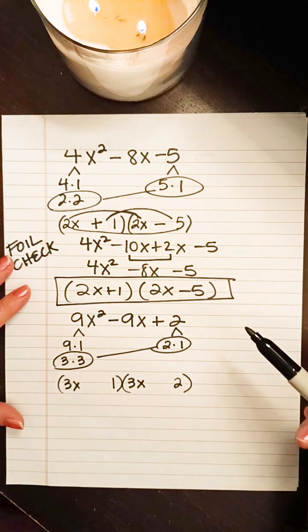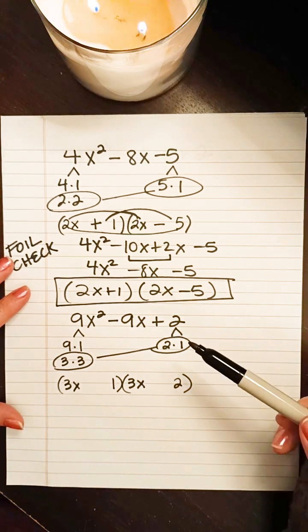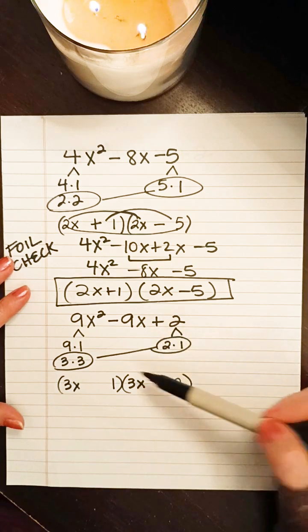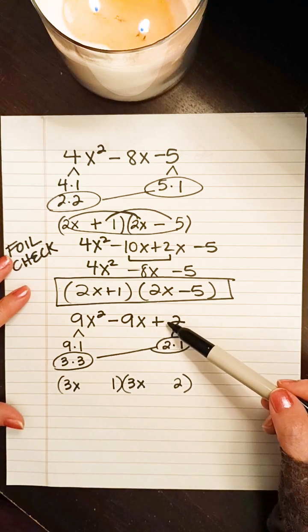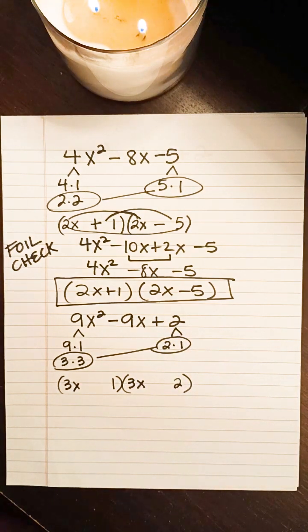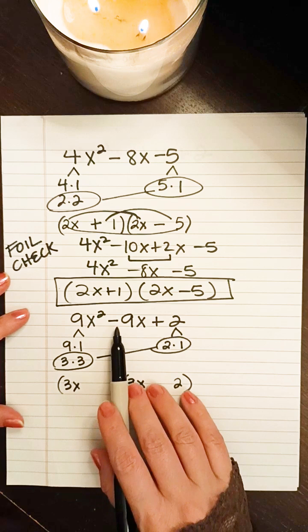Now I need to worry about my signs. I need to multiply the last two numbers to get a positive 2. So to multiply two numbers to get a positive number, they're going to have to be the same sign. Either they're both positive or they're both negative signs. Now, the outside product and the inside product need to add or subtract to get me negative 9.